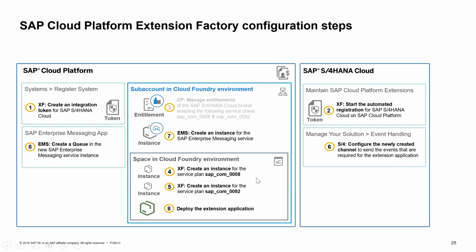Once we'd done that, we went back into our S/4HANA Cloud system, where we did the event handling directly in the system. This is specific to S/4 and not to Extension Factory. This is something you would always have to do to enable event handling. Once we'd done that, we looked specifically at our event bus provided by Enterprise Messaging, and we created an instance of the service. That was when we created our messaging client to take receipt of the events as and when they come in from the S/4HANA Cloud system.